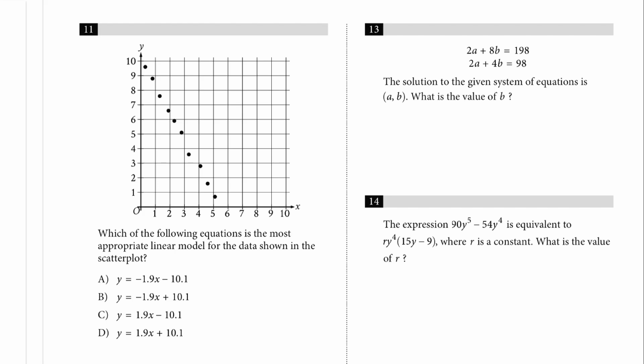Which of the following equations is the most appropriate linear model for the data shown in the scatter plot? So we can see that we have a negative slope here, simply because it is going down from left to right. So we can automatically rule out options C and D, because both of these have positive slopes. The second thing is that our y-intercept is going to be somewhere up here, which means it's going to be positive 10.1, which is option B.